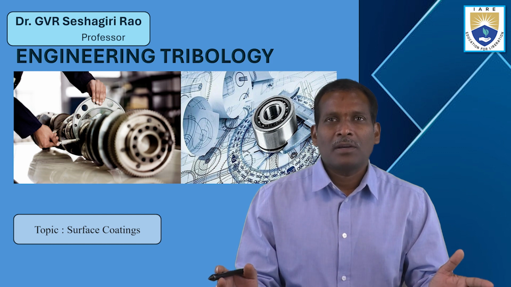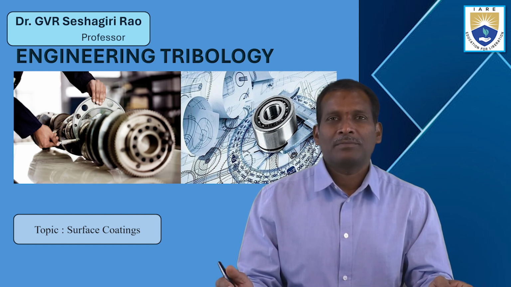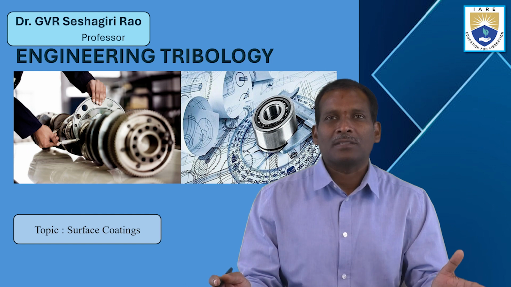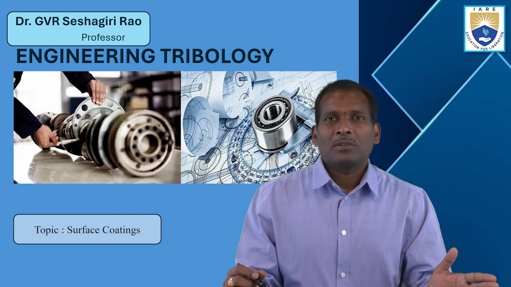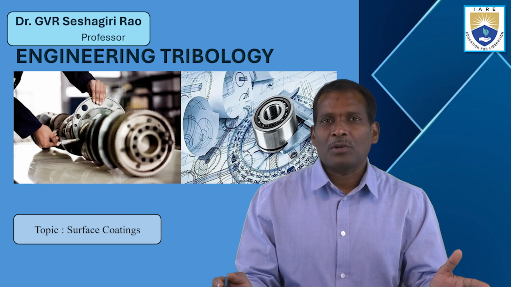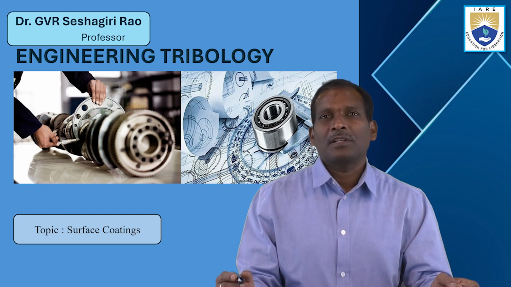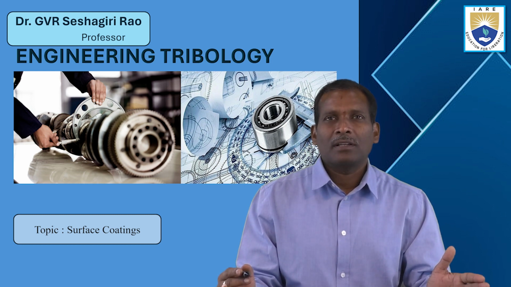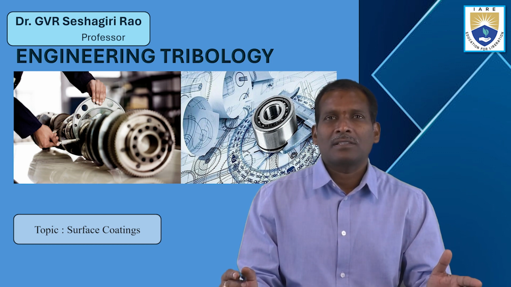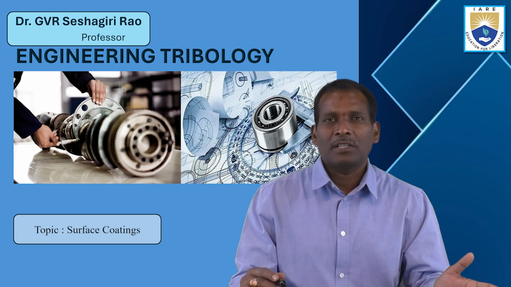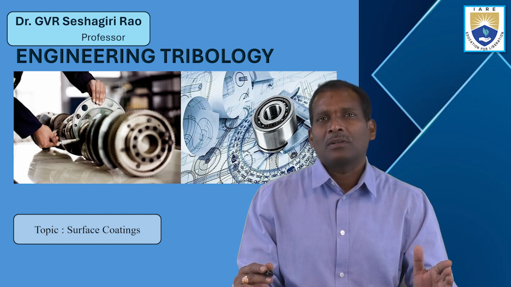So, we are discussing the engineering tribology subject. In this subject, in the previous sessions, we have studied friction, wear, lubrication and corrosion. In corrosion, we learned the types of corrosion, the mechanism of corrosion and how to prevent corrosion. Today in this session, I will discuss surface coatings. These coatings are also used to avoid corrosion.